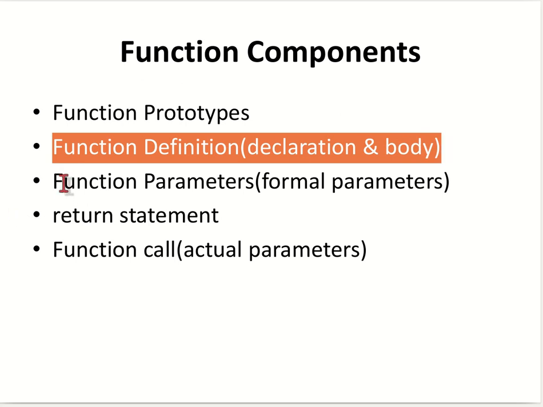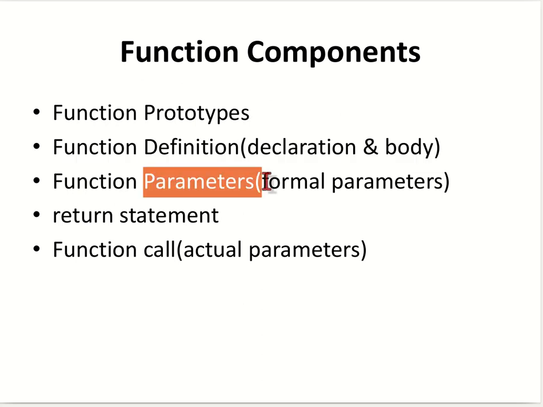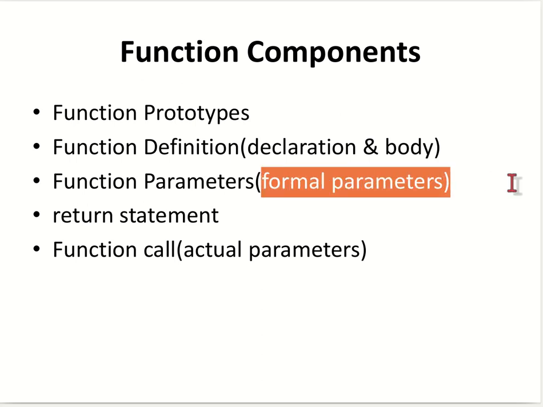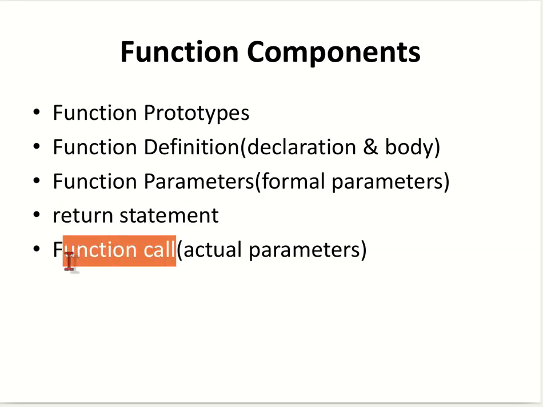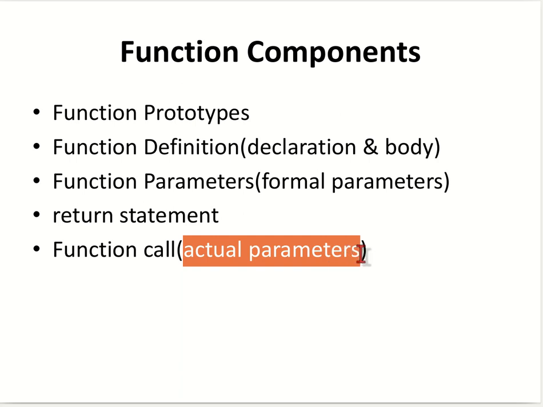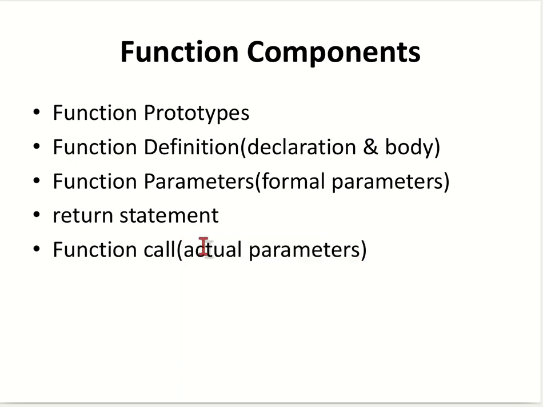Function parameters. Whenever we are declaring the function, we have to give some input to that function. Those are known as the parameters, and here the formal parameters are there. In every function, if it is not void, if it is returning something, there will be a return statement. And the function call will be there, and in that function call we will have the actual parameters. So let's see an example of this.